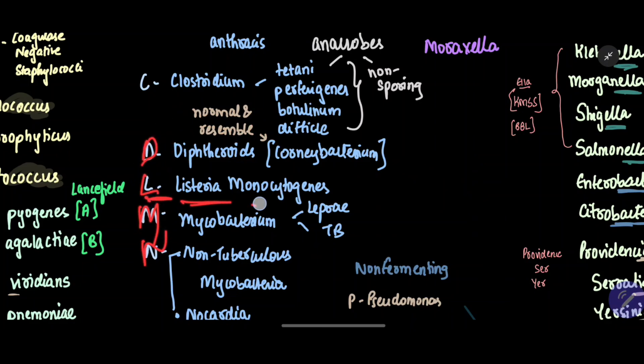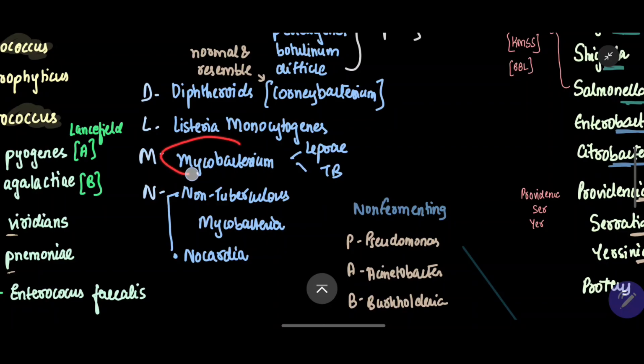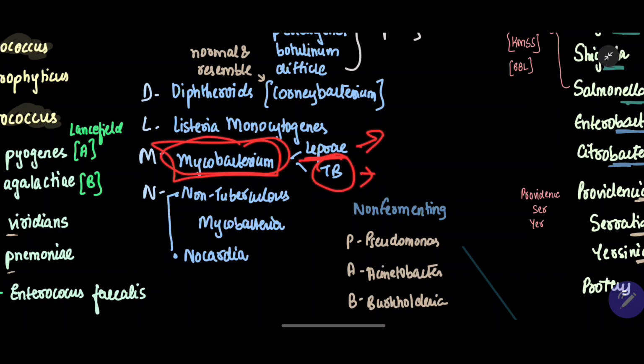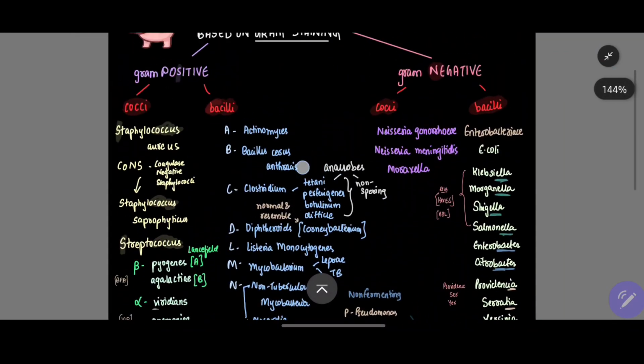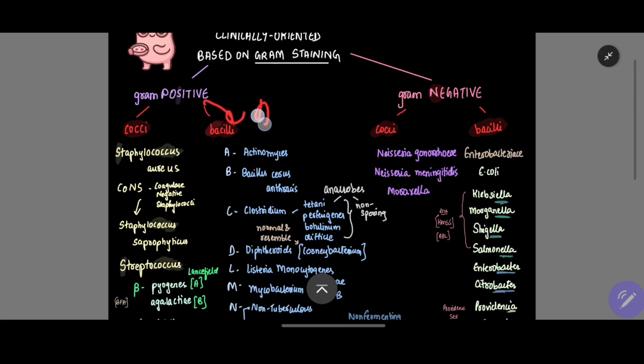L is for Listeria monocytogenes. M is for your Mycobacterium. Mycobacterium can be leprae, which causes leprosy, or tuberculosis, which causes tuberculosis. So Mycobacterium tuberculosis, Mycobacterium leprae, and then N is for non-tuberculous mycobacteria. That means they are mycobacteria that do not cause tuberculosis, and then N is also for nocardia. So that is your gram-positive bacilli, which was A, B, C, D, L, M, N.